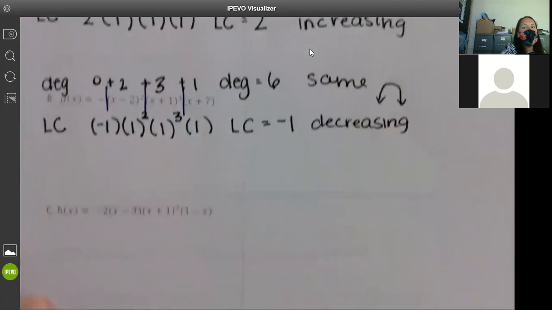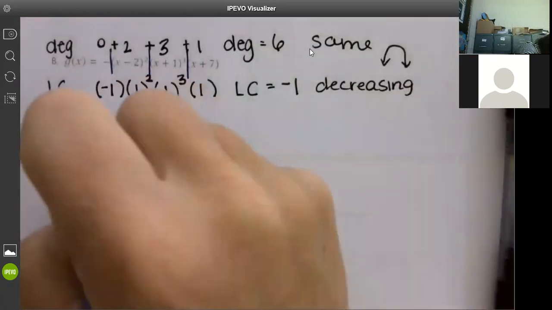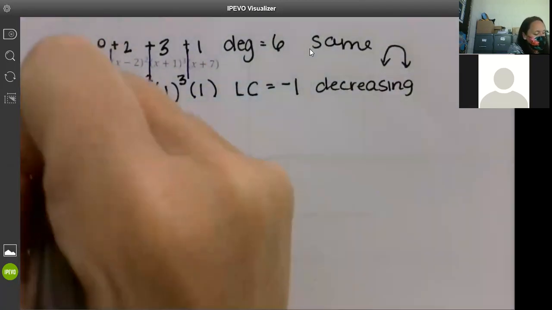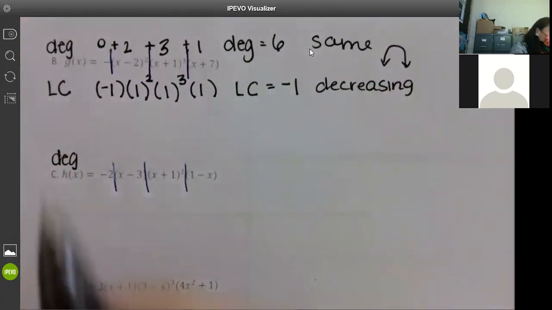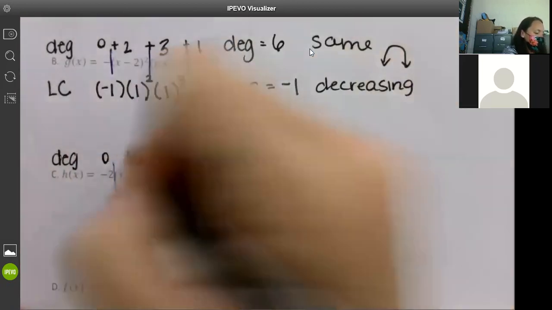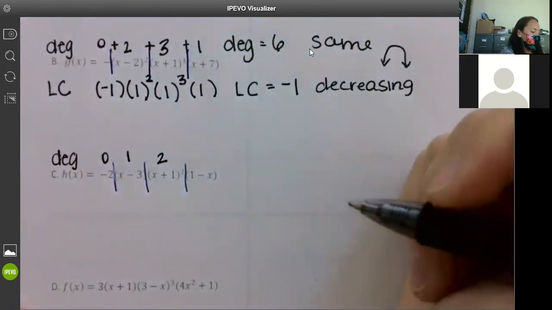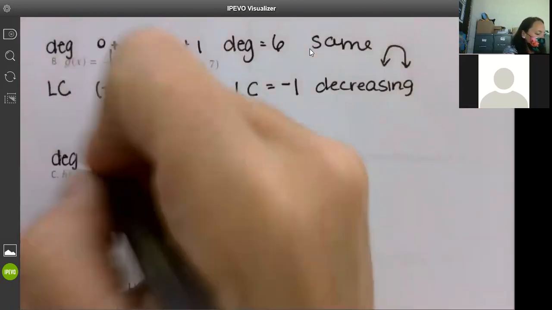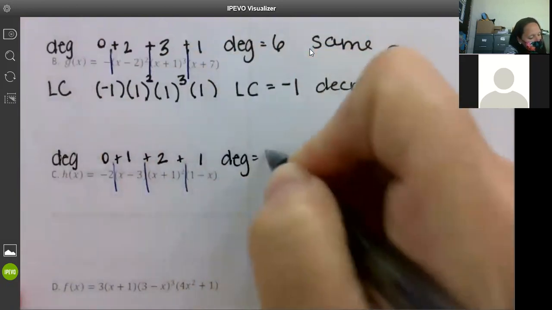All right. Let's look at C. I'm going to split it up again. We're going to do degrees on the top. What's your degree of -2? 0, because there is no x. X minus 3? 1. X plus 1 squared? 2, because it has a squared. 1 minus x? 1. There's only one x. Don't let it fool you because it's backwards. We're going to add it up and get our degree is 4.